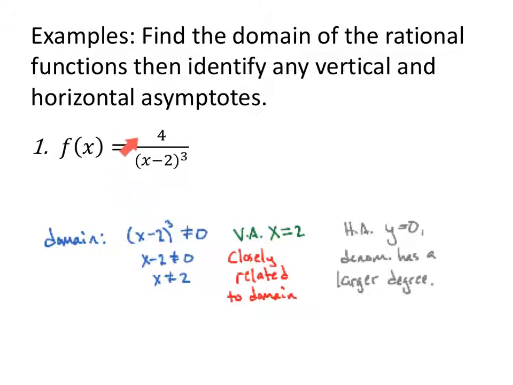The degree of the numerator is 0. There are 0 variables here. The degree of the denominator is 3. If I were to multiply this out, I'd have an x cubed. Since the degree of the denominator is larger than the degree of the numerator, y equals 0 is the horizontal asymptote.